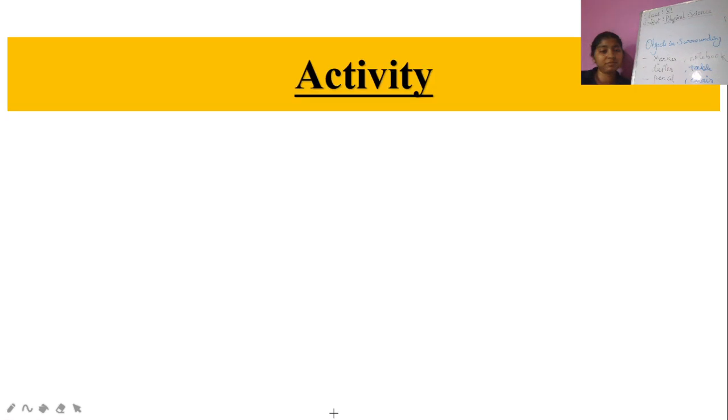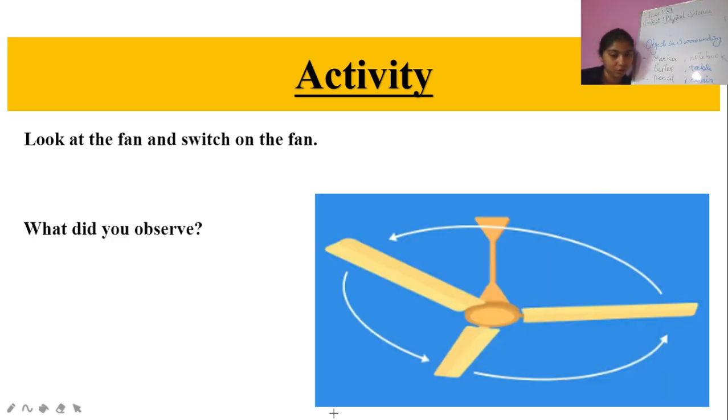So students, we have an activity. Let's see. You have to look at the fan, and if you have a fan, you have to switch it on. Now students, you can see this type of movement of a fan, right? What do you observe now? There is motion, the fan is moving in a circle, right? Do we say that the fan is now moving? Yes students, so basically we are going to discuss motion.